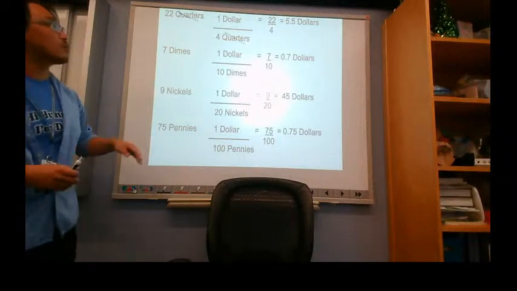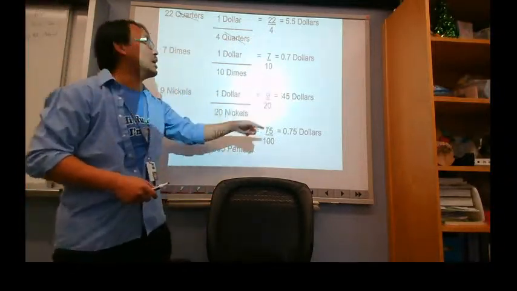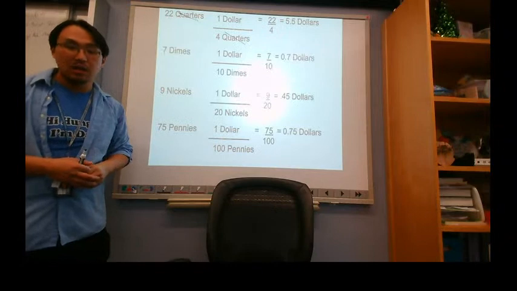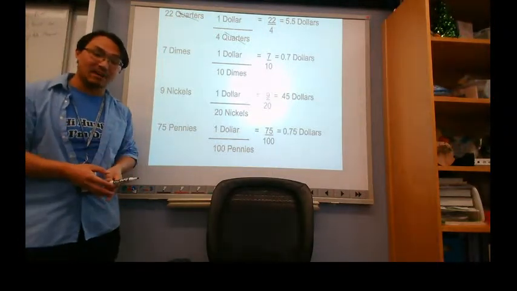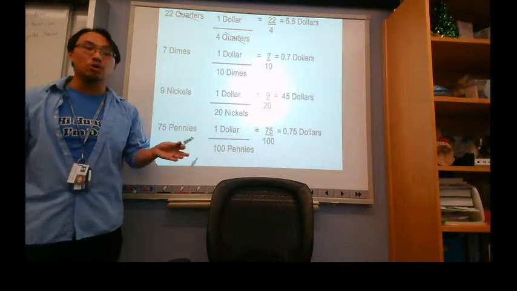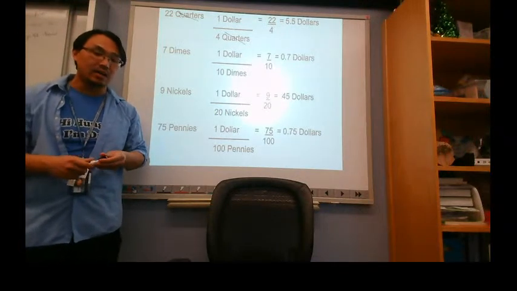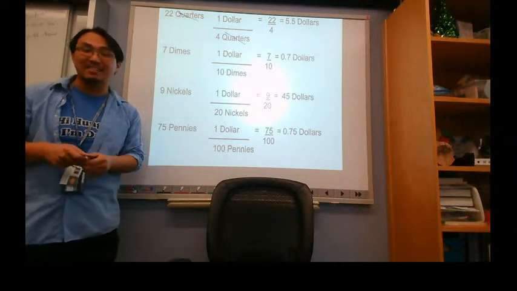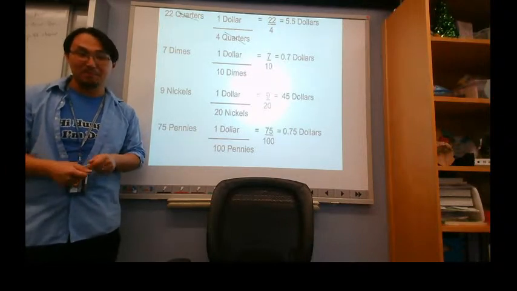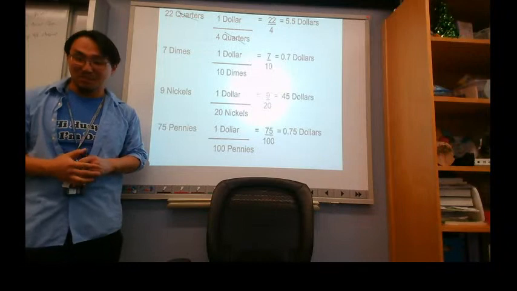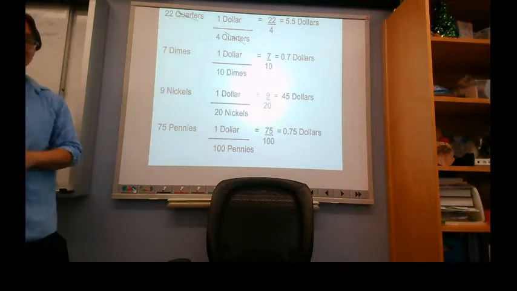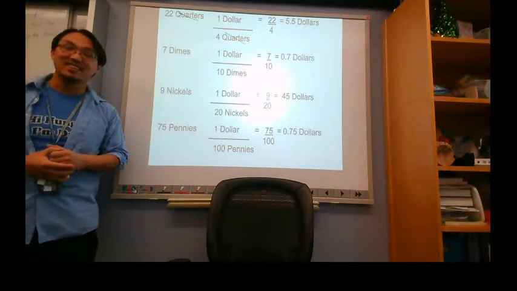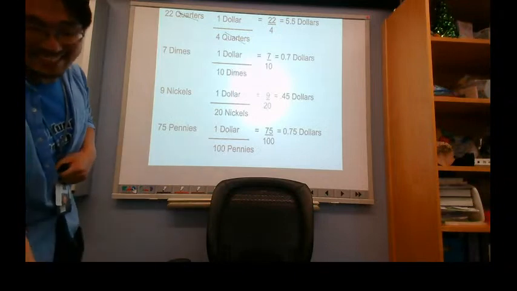If we add all of these numbers up, the $5.50, the $0.70, the $0.45, and the $0.75, it would give us a total of how much Vinny had in his piggy bank. That's like $1 million. Or $7.40. But if Vinny were 4, like my daughter, that might as well be $1 million. So $7.40 for my 4-year-old.